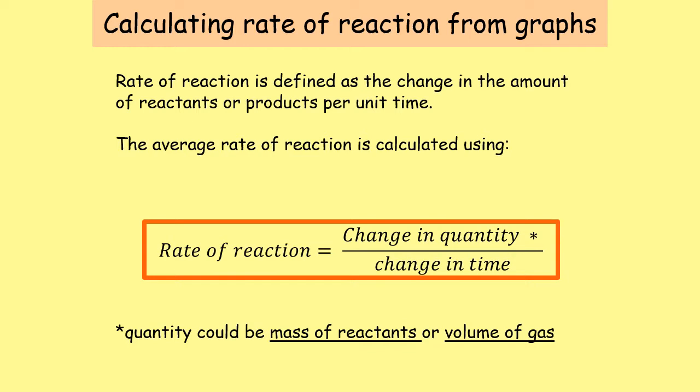And what we mean by quantity, well, that could be the mass of reactants, it could be the volume of a gas, it could be the pressure of a gas, it could be the intensity of a color. Anything that can be measured counts as a quantity. The main ones, however, are volume of gas and mass of reactants.